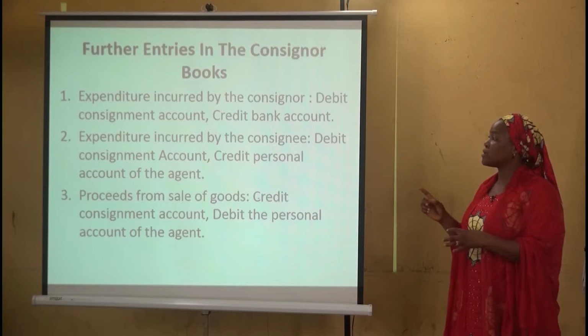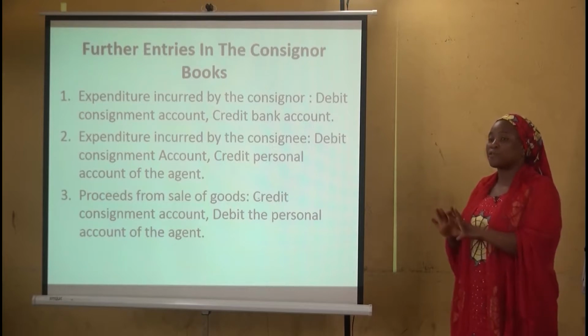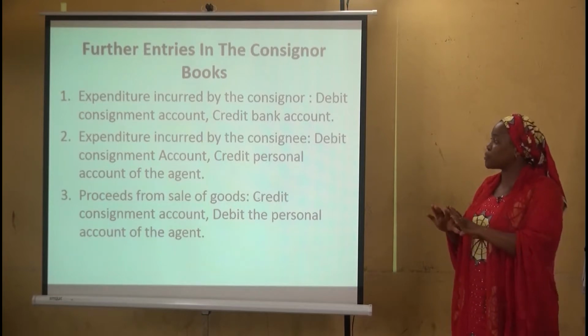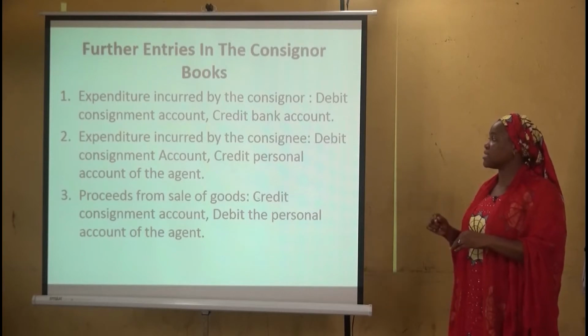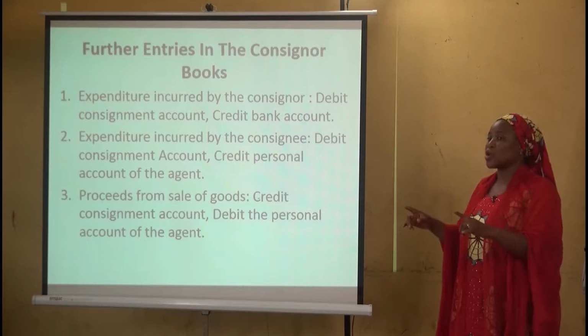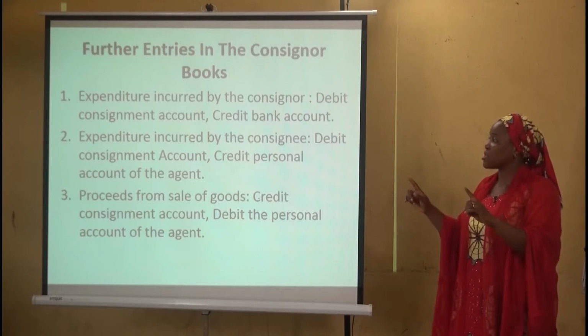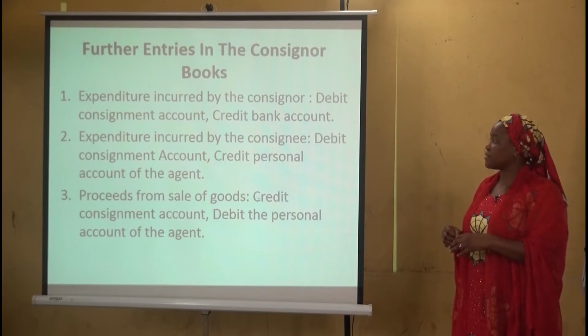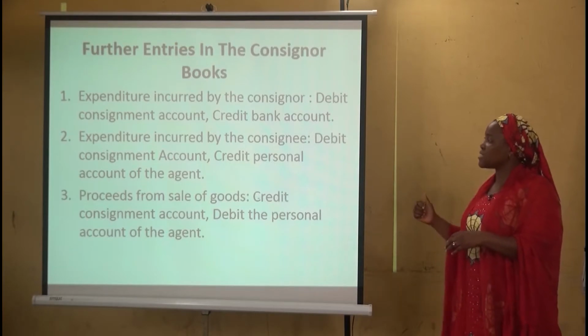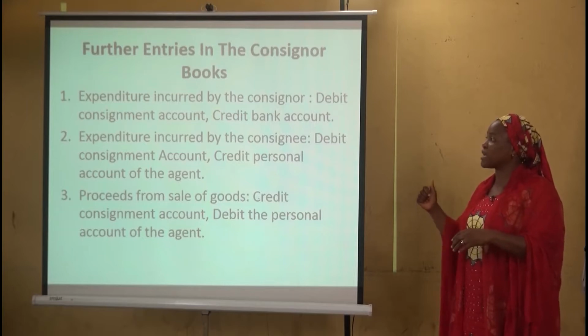Because the two partners have to have different accounts. They have to open separate accounts. So when there's an expenditure incurred by the consignee, the consignment account, which is the account for buying and selling, is to be debited. Then we credit the personal account of the agent by the expenditure that he has incurred.